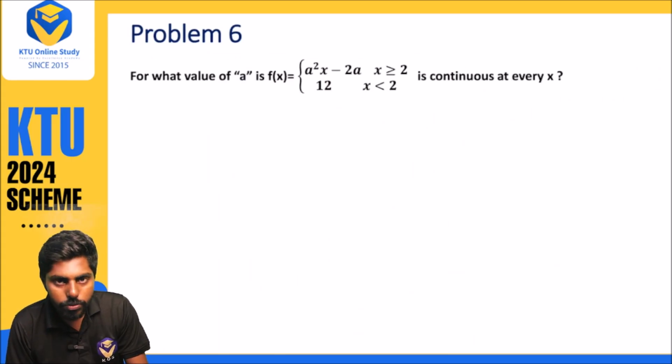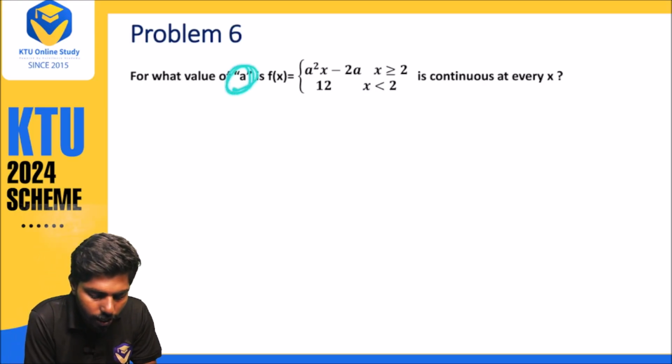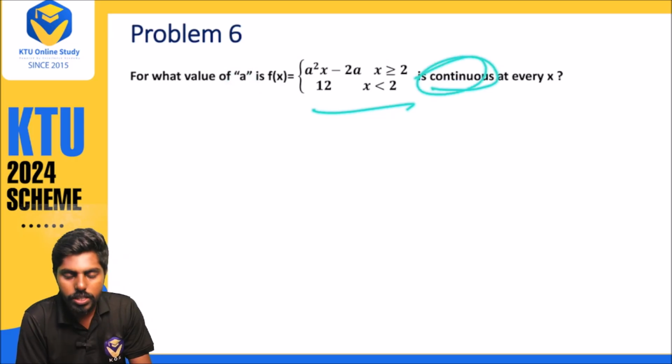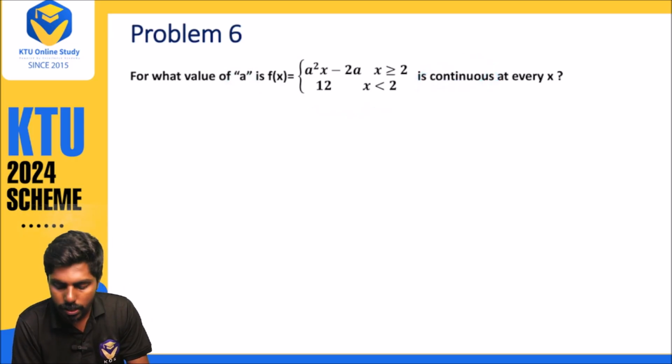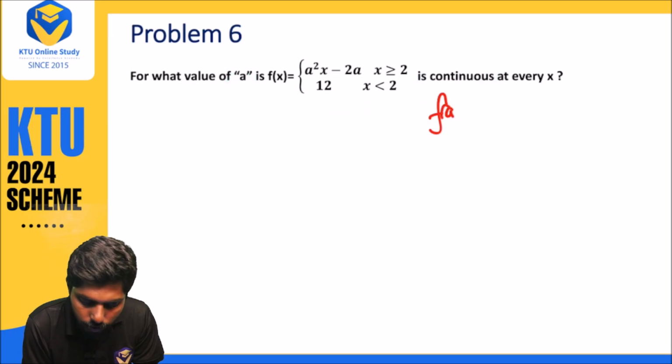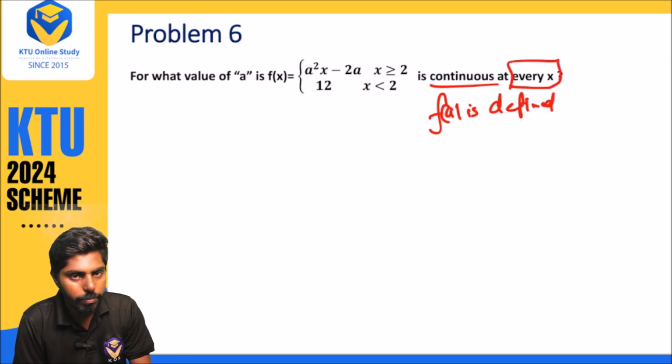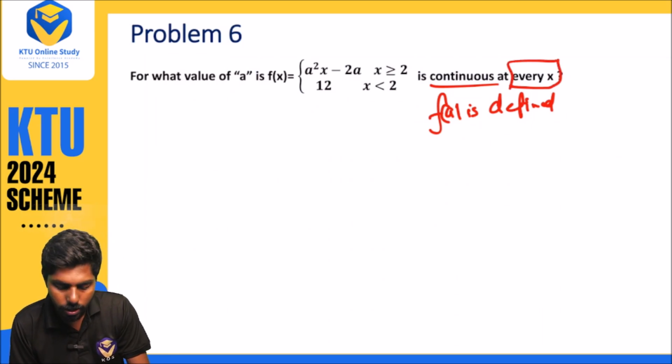If we observe problem number 6, for what value of a is f of x, as they have given, continuous? They are mentioning that it is continuous. We know that f of a is defined. Continuous means f of a is defined, and they mention it is continuous at every x. So they have given the information. From the information, what can we say?